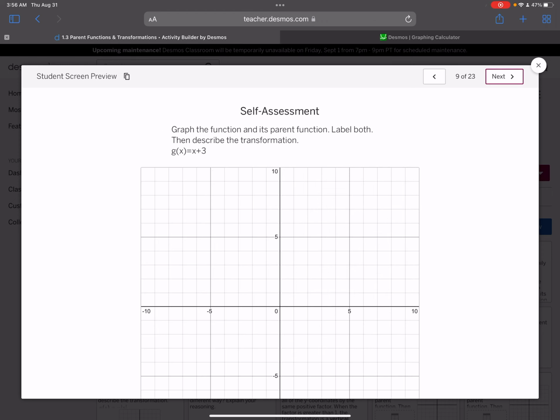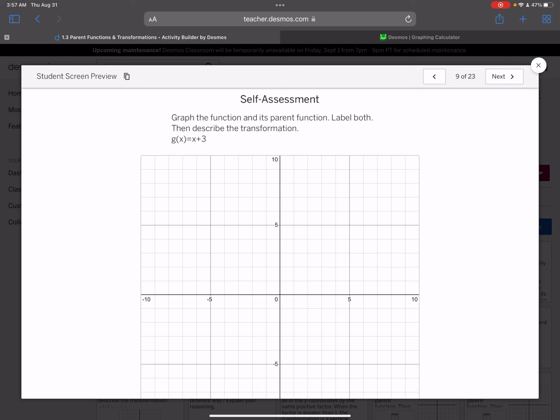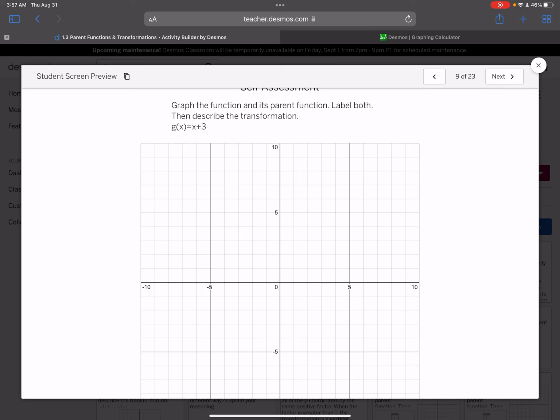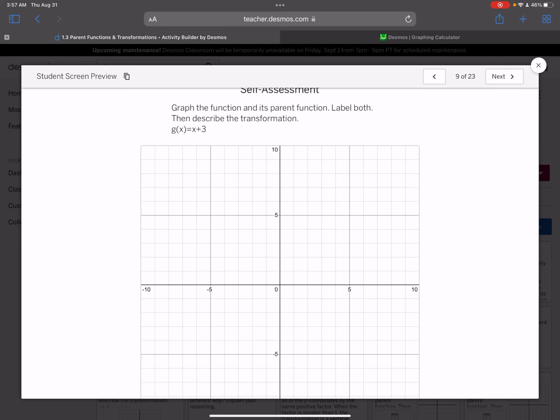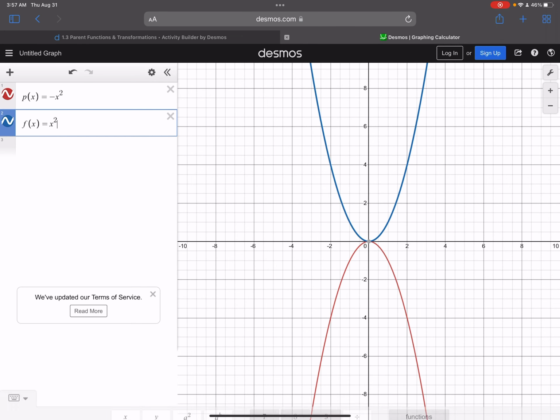All right, moving forward, self-assessment. So do these self-assessment problems, pause the video and work on them. You can use Desmos or you can graph it by hand using a table. Desmos might be faster. Alright, so you're unpaused, you've done your self-assessment problems. G of x equals x plus 3. I'm going to go over to Desmos.